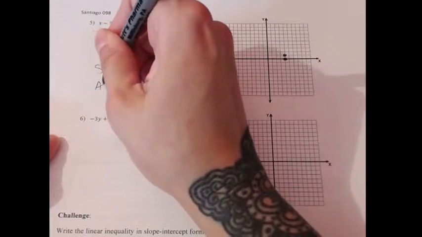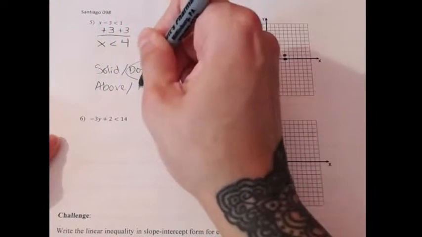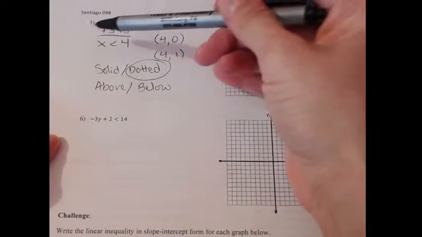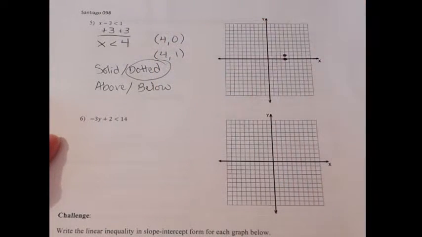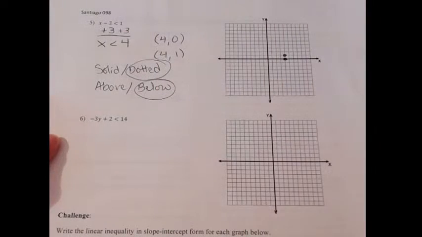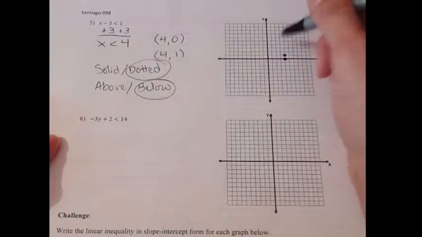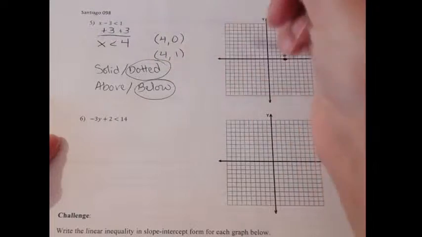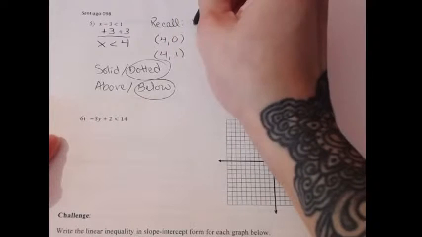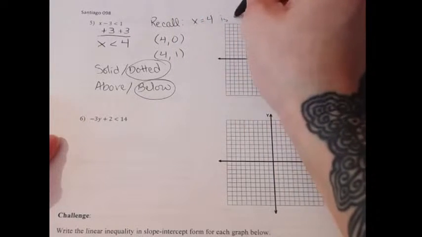Then we have to determine, are we shading above or below? And we'll figure out what that means in a second. Because this says x is less than 4, doesn't that mean like 3, 2, 1, 0, -1, etc.? So we're definitely saying below. Okay, having said that we know it's a dotted line, we recall that x equals 4. So recall, x equals 4 is a vertical line.